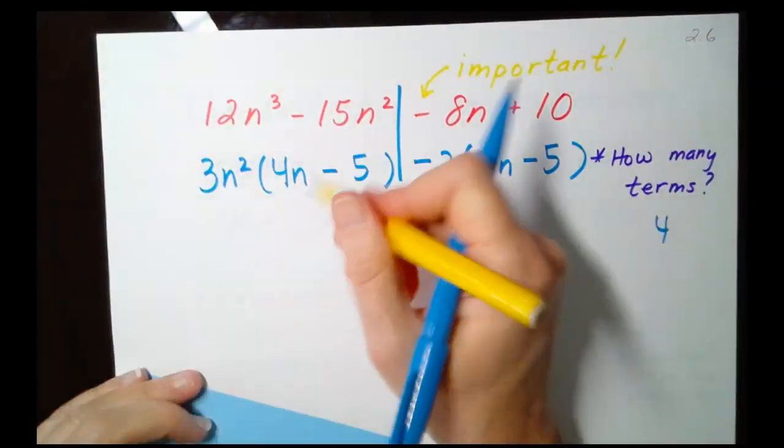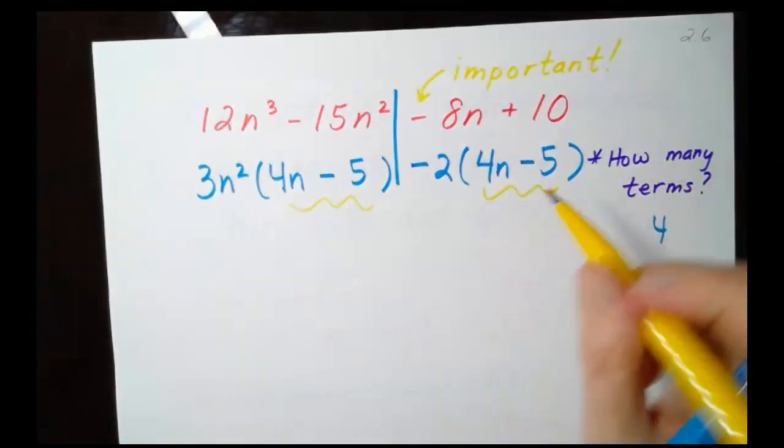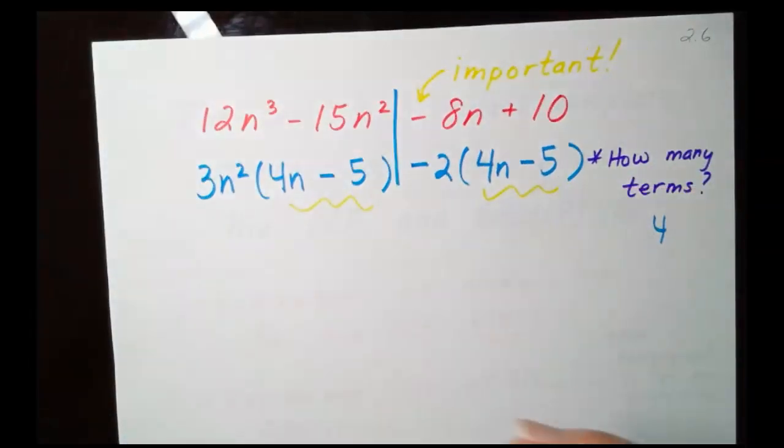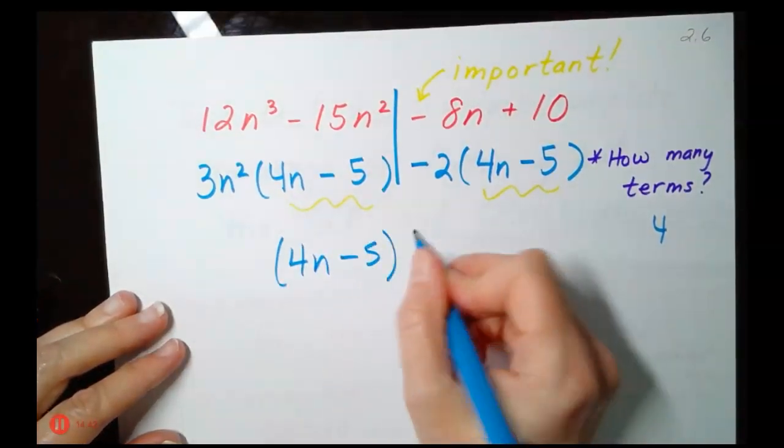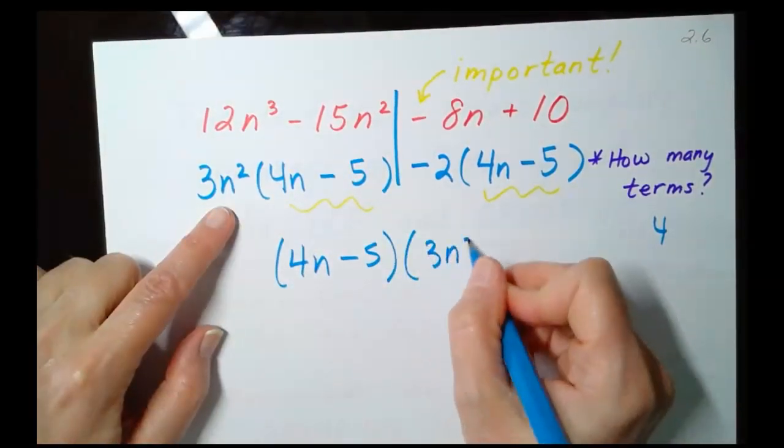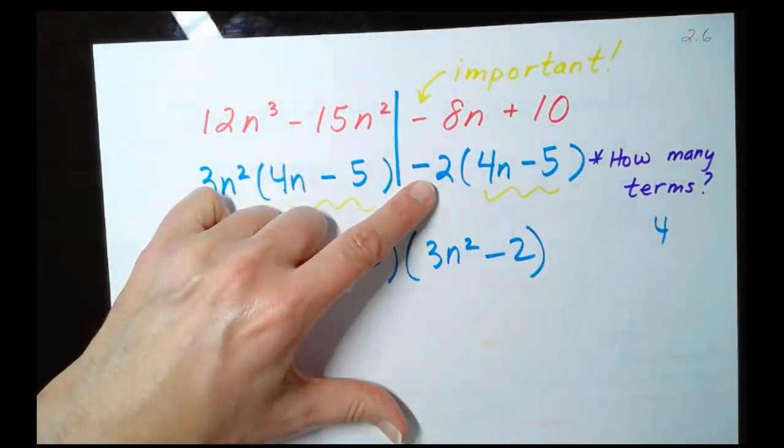Once again, the binomial 4n minus 5 is our greatest common factor. Bring it to the front. What's left? 3n squared minus 2.